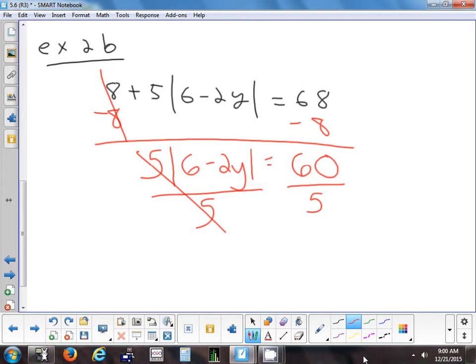Zach, what's left here on this side? On this left-hand side? Yeah. Make sure I bring the absolute value down too, right? Okay. And then 60 divided by 5? 12.